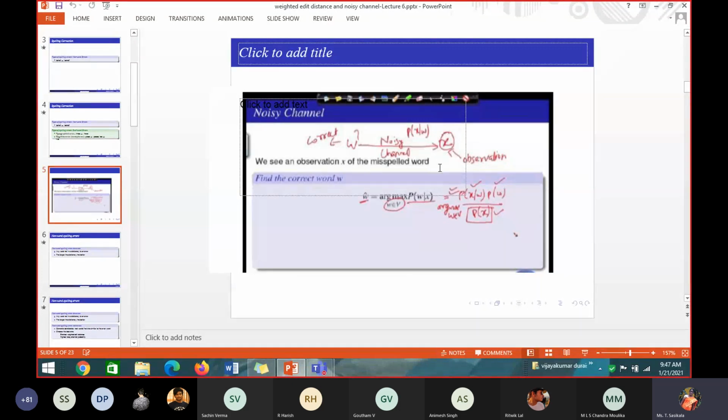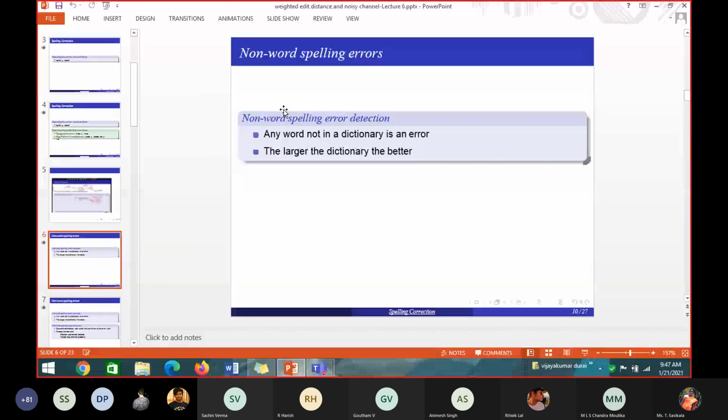The methodology used in a noisy channel is a probabilistic method. Here we have non-word spelling errors: any word which is not present in the dictionary is taken as an error. So what will your dictionary size be, larger or smaller? How do you detect a spelling error, how do you find that a word is an error word or a correct word? Any word you have to check, and any word which is not present in the dictionary, we call an error word.